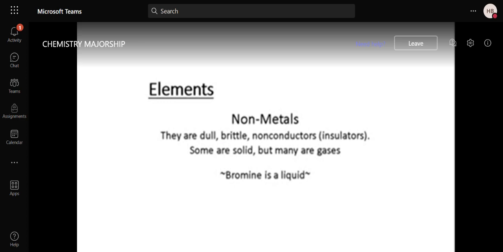Okay, so, next one we have the non-metals. Kung ang metals ay conductors, ang non-metals naman is the opposite. Siyempre, kaya nga non, di ba? So, they are non-conductors of electricity or heat. Therefore, we call them the insulators.